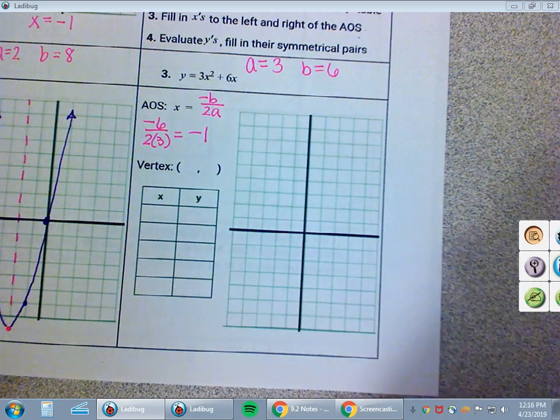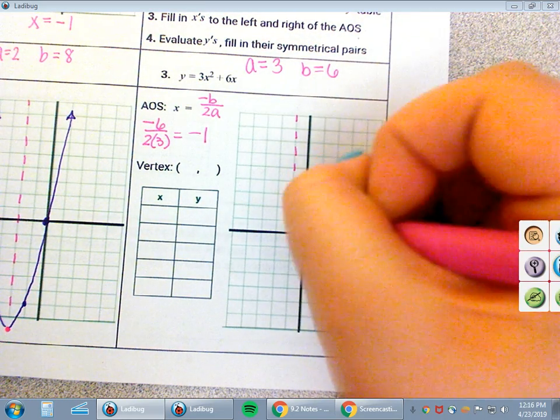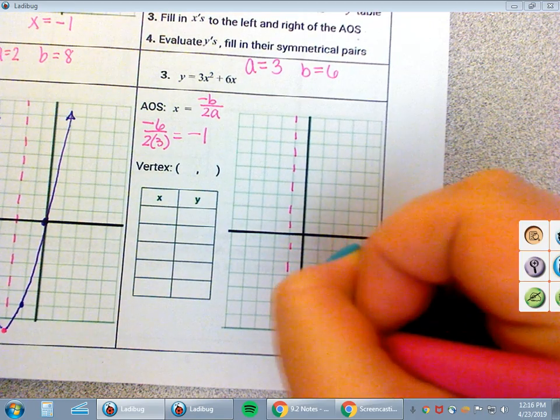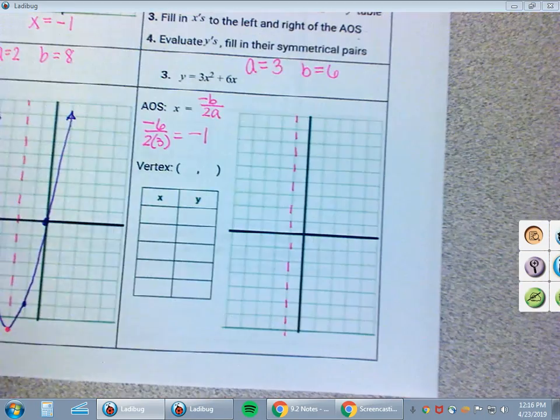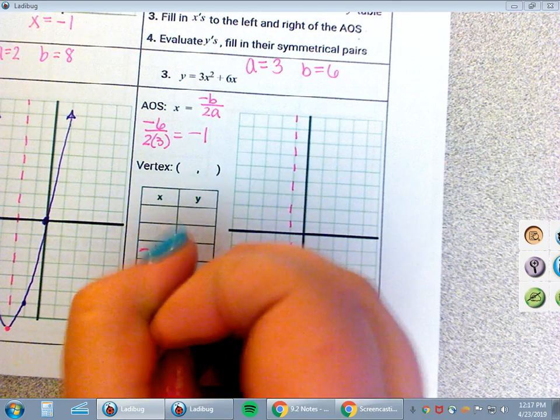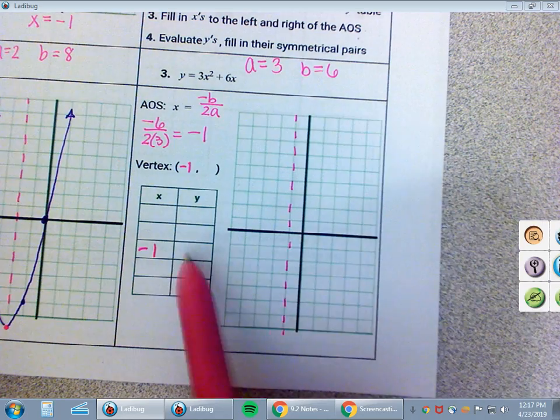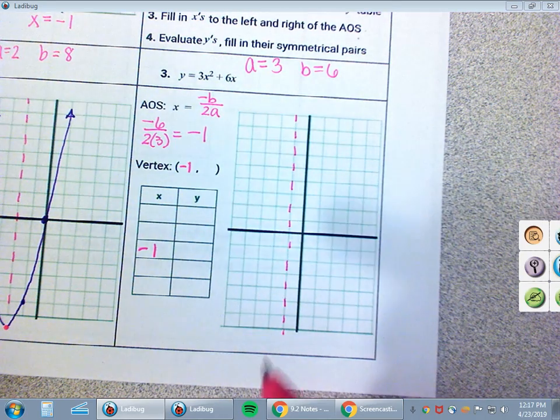So we've got this axis of symmetry at negative 1. I'm going to put a dashed line in there so we know where the axis is. And then we can put this axis of symmetry as the center point because that's going to be part of our vertex. Let's find the y-coordinate of our vertex next.